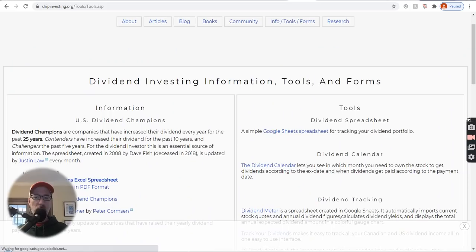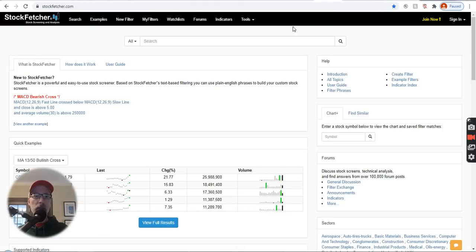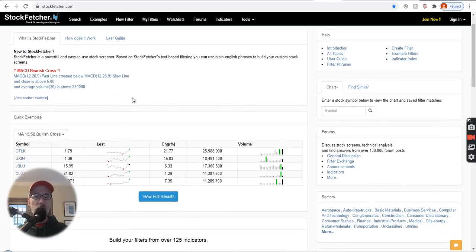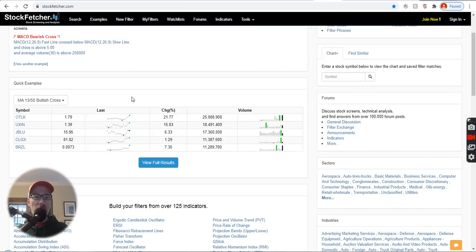Let's take a look at another website that I like to use, and I've talked about it before, stockfetcher.com. Stockfetcher.com is a fabulous website to create a watch list. And it is all based on technical analysis, things like moving averages and bullish crossovers or bearish crossovers or RSI indicators.